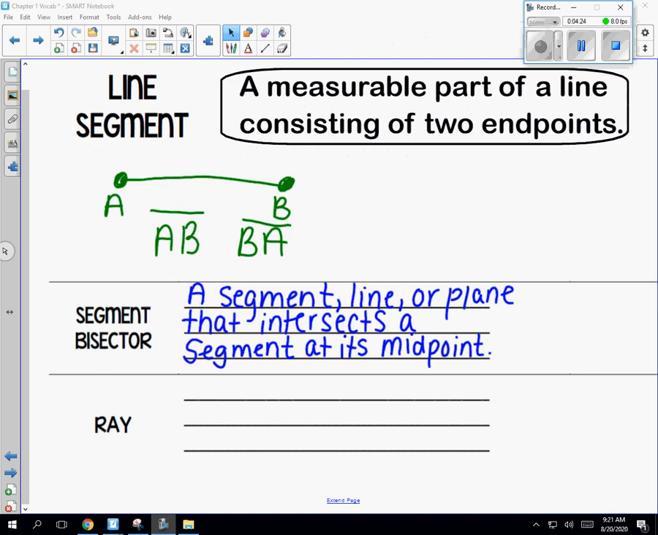A segment bisector is a segment, line, or plane that intersects the segment at its midpoint. So if you have some type of segment here, and you can have a segment, line, or plane intersecting at the midpoint, right in the middle. So if I have this line here, it's intersecting right at the middle, which makes these 2 sides equal to each other. It goes straight through the middle. And then you would have points. So I can name this line L. I can name these points A, B, C in the middle, whatever, but is bisecting through that segment AB.